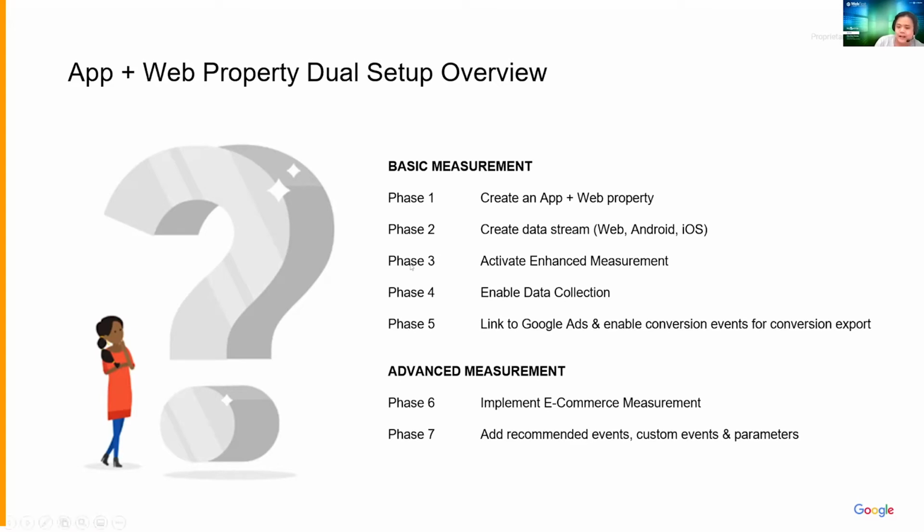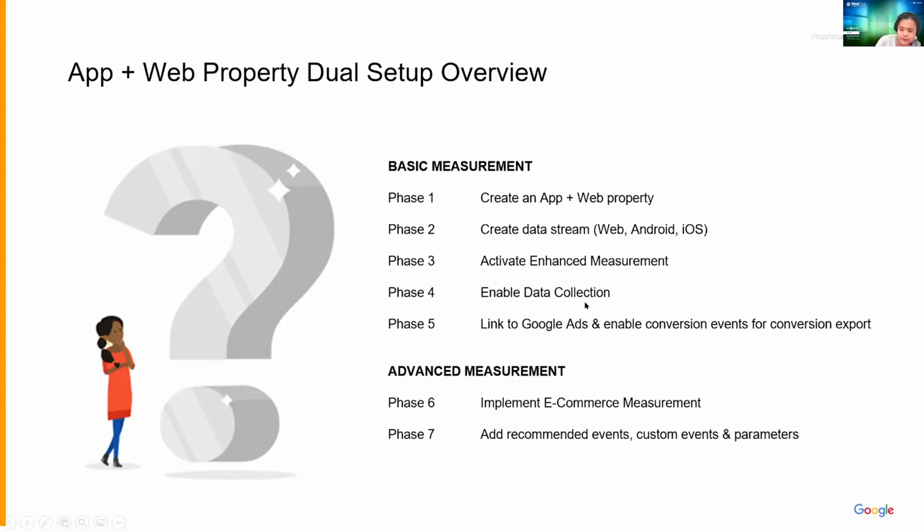Then they have this thing called enhanced measurement, where it can actually track simple events like YouTube videos, page scroll, and all that automatically for you. You do not have to do any additional tagging. Some of these are automatically collected. There are a lot more automatically collected events in GA4 compared to the old one, where a lot of things were manual. So that's another good thing about GA4.